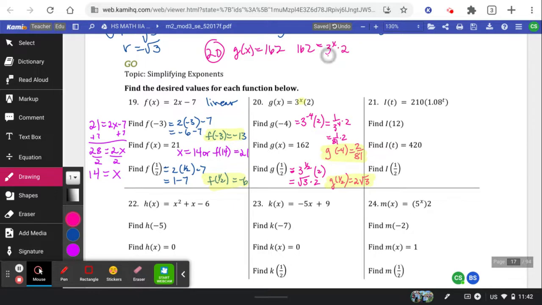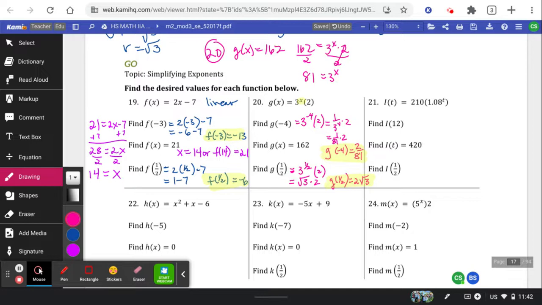So I can solve this first by dividing by 2, and that means that 2 goes into 162 81 times, and then these cross out, leaving 3 to the x. So I'm asking myself, 3 to what power equals 81? 3 times 3 is 9, times 3 is 27, times 3 is 81. That means that this has to be 3 to the 4th.